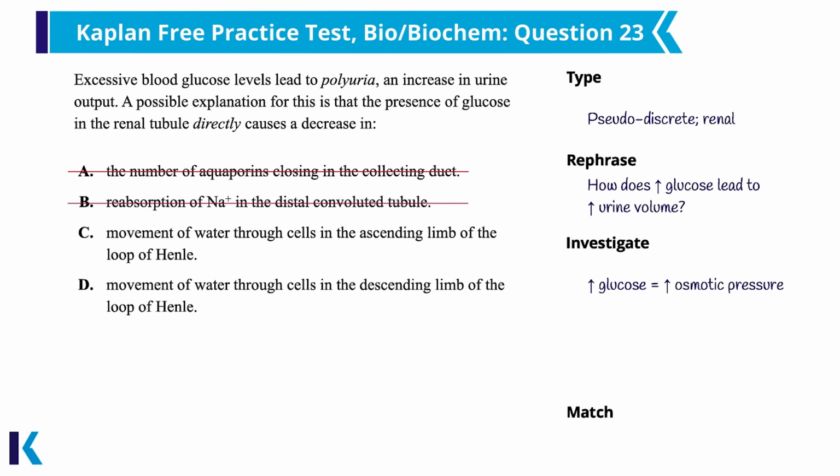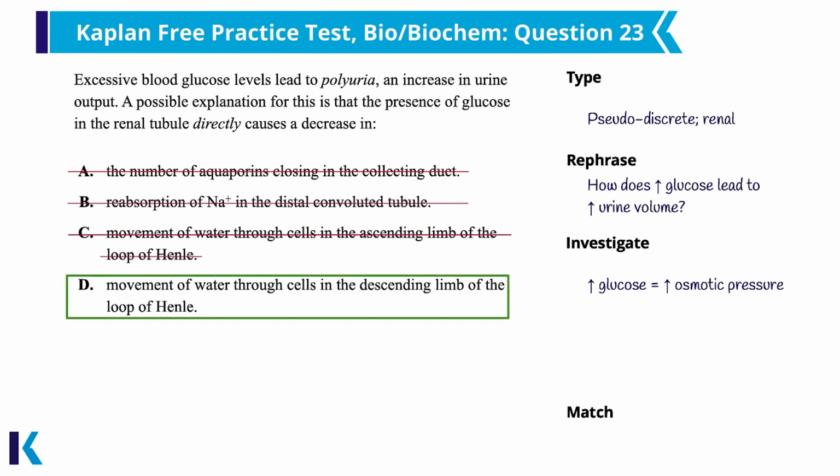The thick ascending limb is impermeable to water. I remember this because it's so thick that the water can't get through it. This is the site of ion reabsorption in the loop of Henle. Since water doesn't move through the ascending limb at all, C is going to be incorrect. The thin descending limb is what's responsible for water reabsorption. If this was decreased, more water would be excreted as urine, making D our correct answer choice.